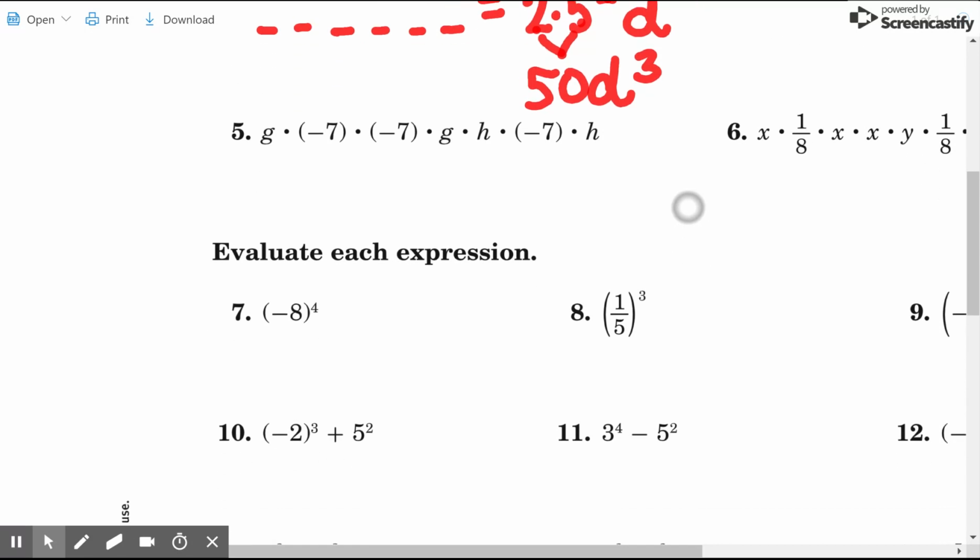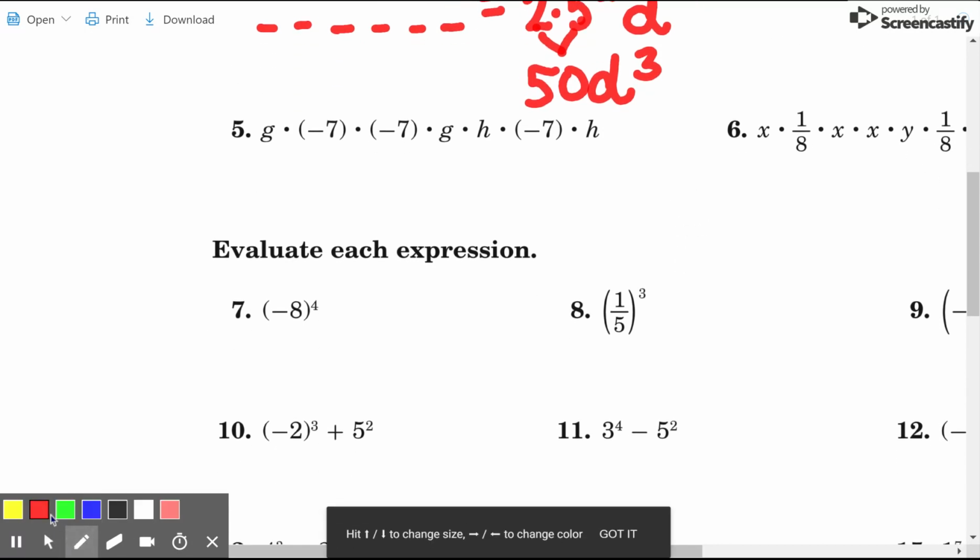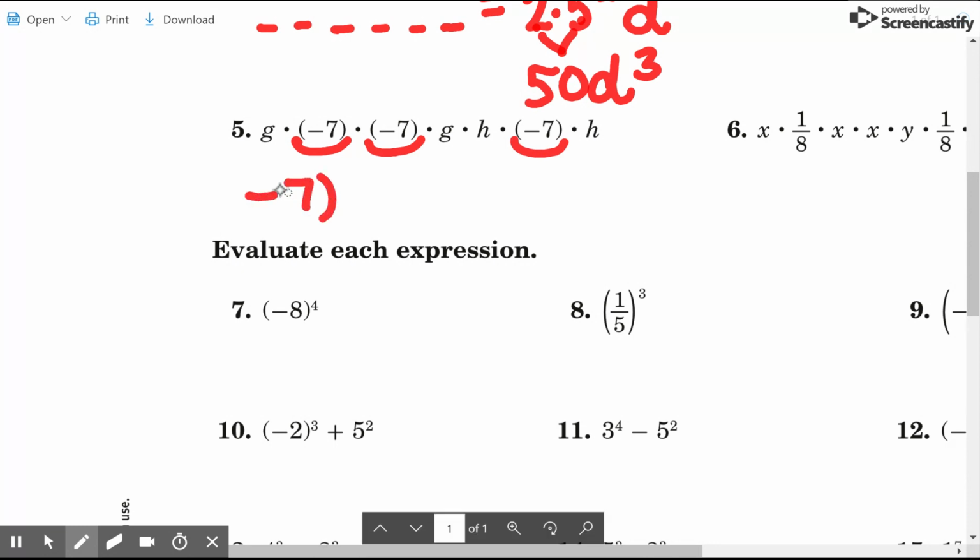Number 5. So in this case we have 1, 2, 3 negative 7s. So we would write that negative 7 to the third power. And then we put our variables in alphabetical order. So we have g squared and h squared.